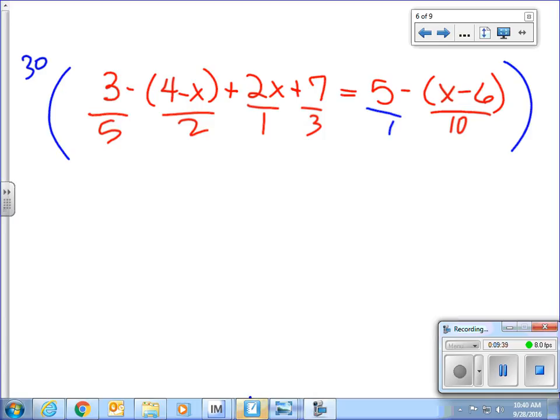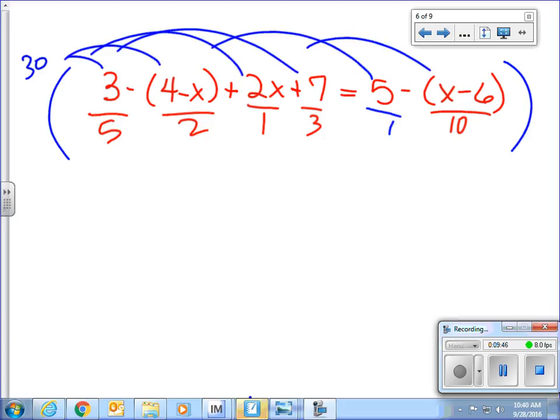Now, I'm going to distribute this 30 to every one of these terms, okay? Now, 30 times 3 is? Wait, 30 times 3, I'm sorry. 90. Okay, so 90 over 5. Wait. I thought, whatever times five equals three is what we multiply the top by.